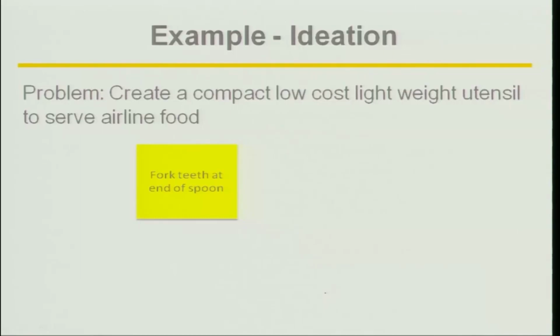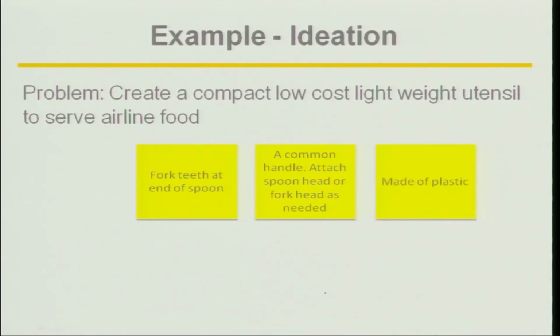What else? Maybe there would be fork teeth at the end of a spoon. Maybe both would have a common handle. Maybe you attach the handle to the spoon when you want to use the spoon. Maybe you attach it to the fork when you want to use a fork. It should be made of plastic, I guess, if we want it to be lightweight.